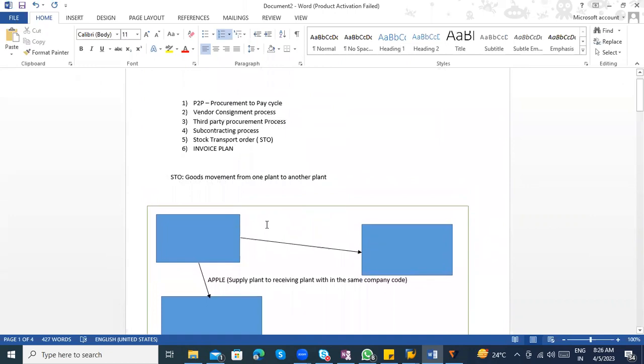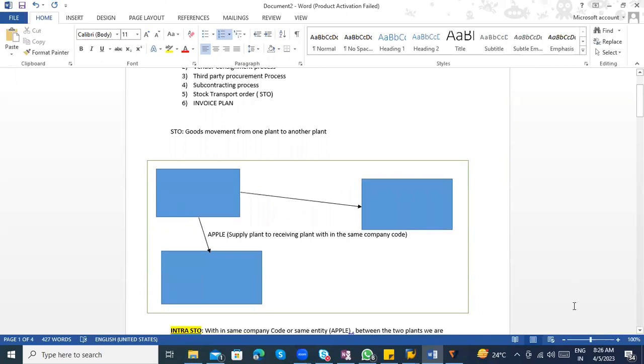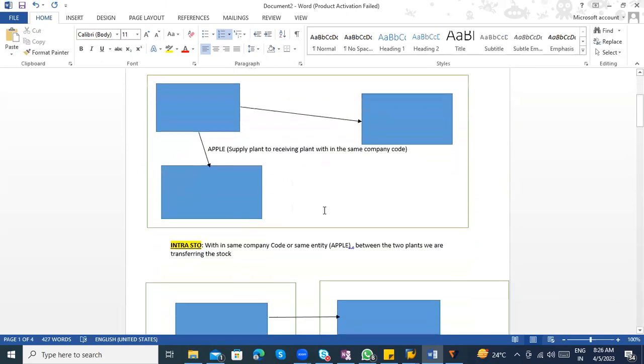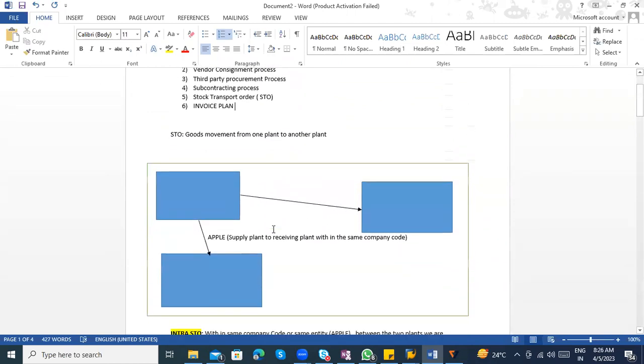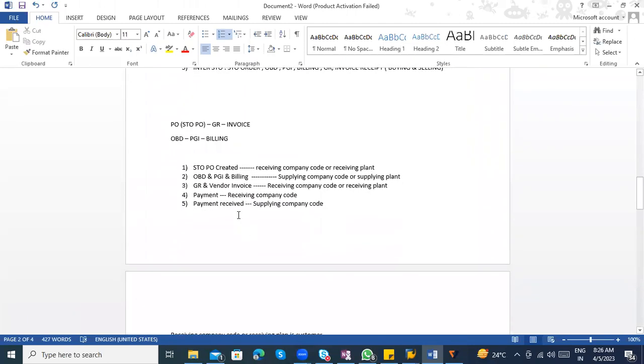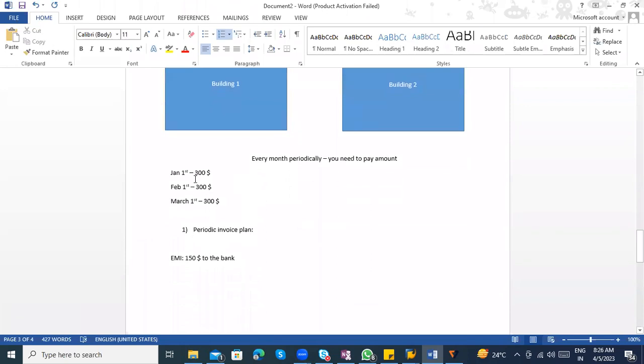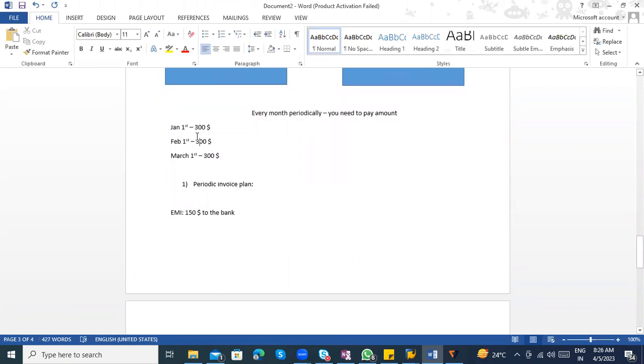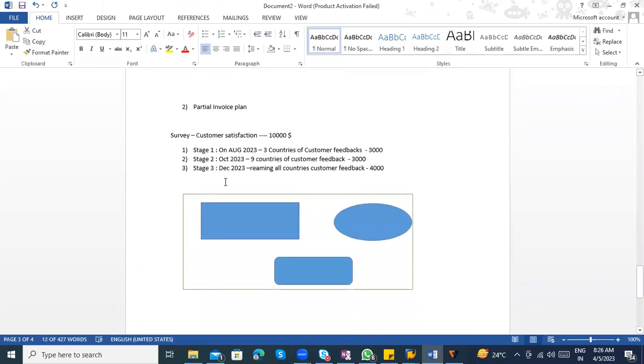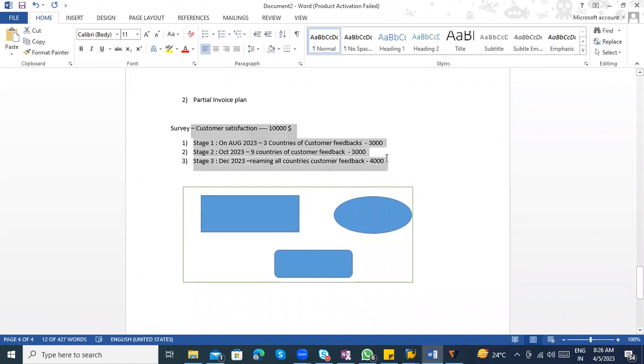So can we stop today? I just wanted to say that for the periodic plan, there's no billing, no goods received, no invoice, right? You are paying immediately. They will not wait for you. It's your responsibility to pay on the first date, because that is the agreement, and you are agreeing to the payment agreement. So can we continue or stop?